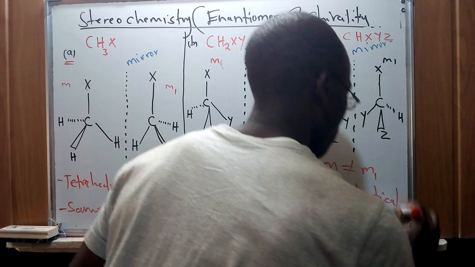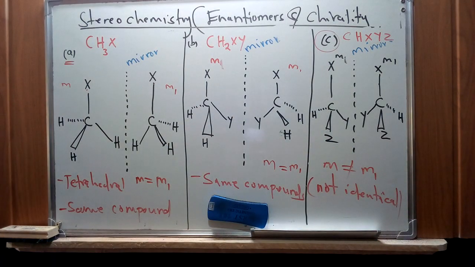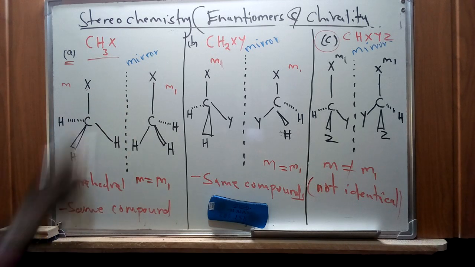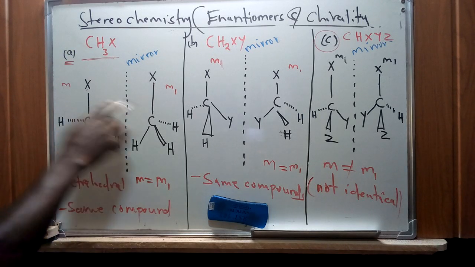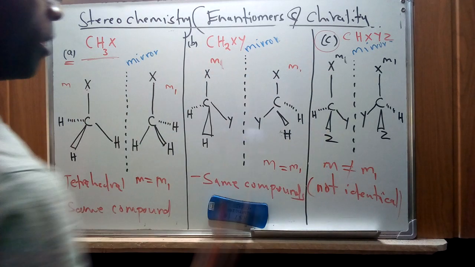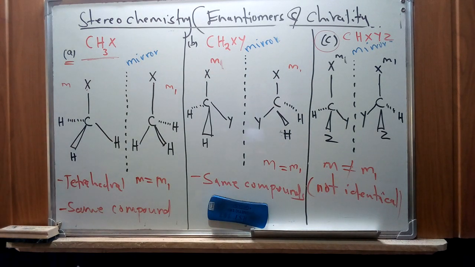So if we compare the 3 scenarios A, B, and C, we'll see that a tetrahedral molecule of this nature can be superimposed on its mirror image. The same is the case for the second one, whereas we have a contradiction for the third one, where it's not going to represent a mirror image of that specific molecule. So we have said there are 2 different compounds for C, and these 2 different compounds, where the mirror image is not the same as the compound, are called enantiomers.